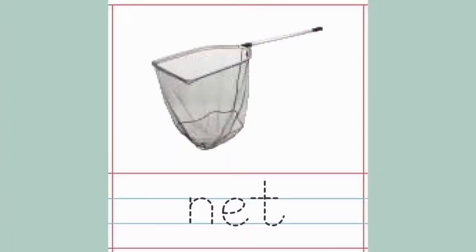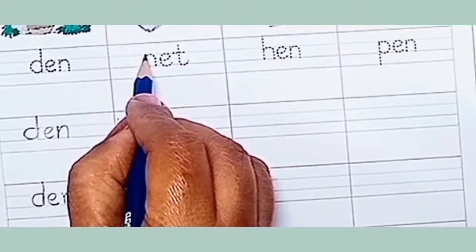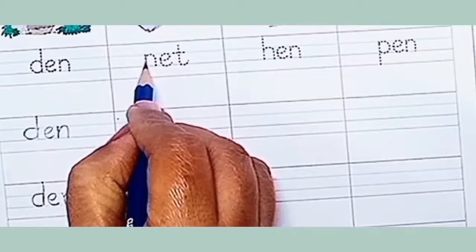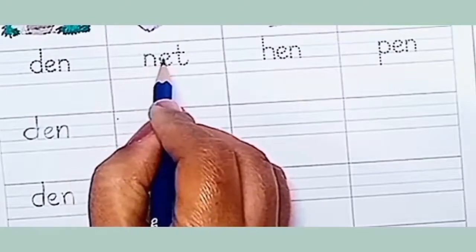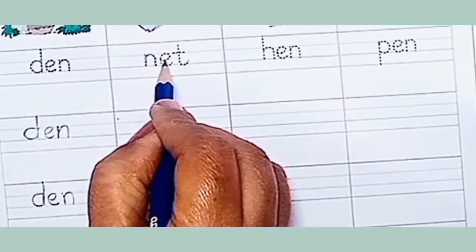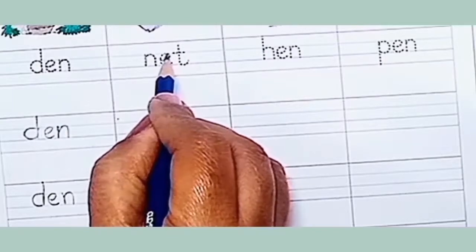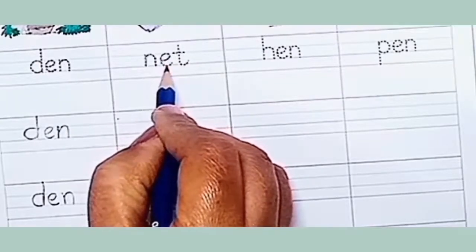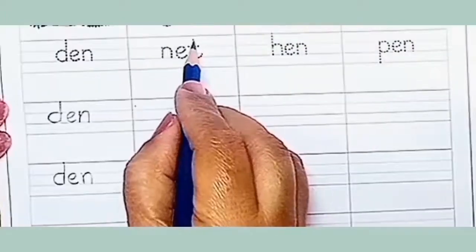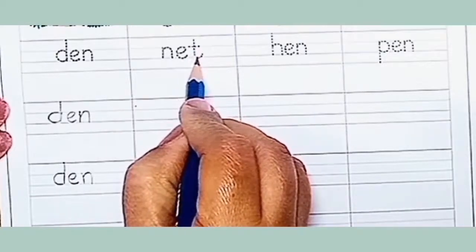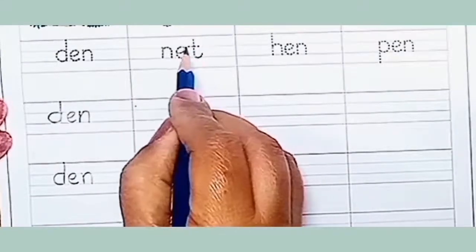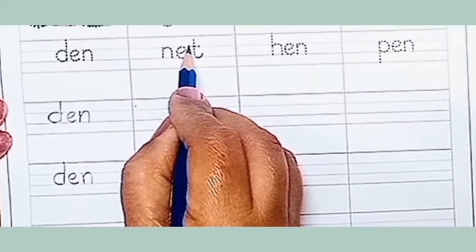Now, net. For alphabet N, standing line, go up, make a curve, touch the second blue line. For alphabet E, make a curve, go up, C curve. For alphabet T, standing line, come down, touch the second blue line, make a turn. First blue line, make a sleeping line.